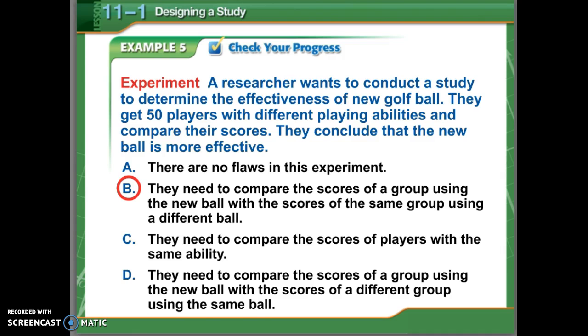The experiment was that the researcher wants to conduct a study to determine the effectiveness of a new golf ball. They get 50 players with different playing abilities and compare the scores. They conclude that the new ball is more effective. Well, if all the players have different abilities, it's really hard to compare it in a good way. You need to have people with the same skill level using the new ball.